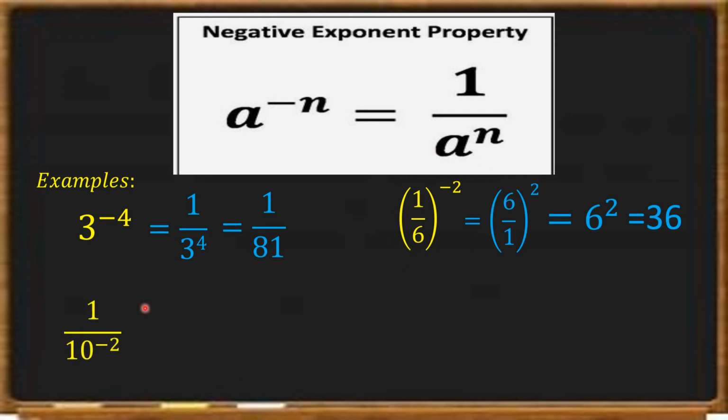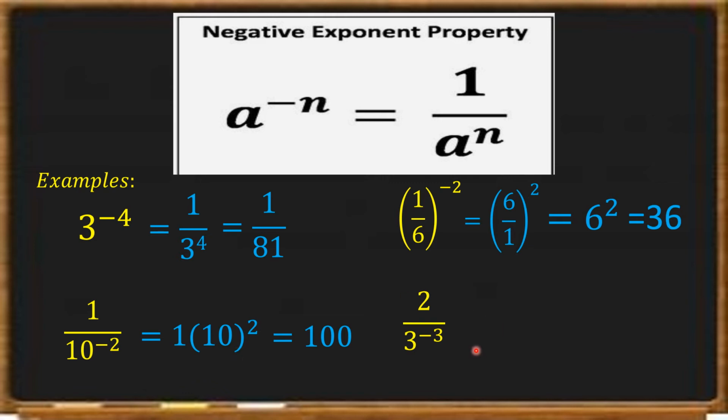Okay. Next is 1 over 10 raised to negative 2. So, we will get the reciprocal of this. This 10 raised to negative 2, mapupunta yan sa numerator. So, magiging 1 times 10 raised to positive 2. So, itong 1, nandyan pa rin yan. Itong 10 lang, nag-reciprocal. So, naging positive yung exponent na 2, tapos yung 10 napunta sa numerator kasi nasa denominator siya. Reciprocal means from denominator gagawin mong numerator. Tapos from numerator gagawin mong denominator. Okay, so what is 10 squared? So this is 100.